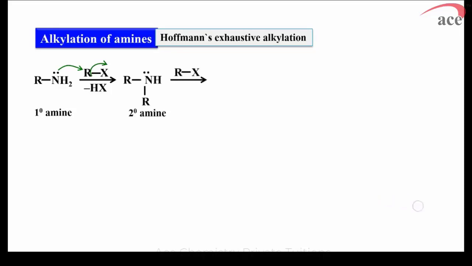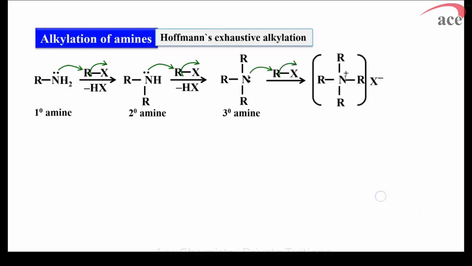It further reacts with excess of alkyl halide, again with the loss of HX, to form a tertiary amine. Tertiary amine can finally be converted into quaternary ammonium salt with excess of alkyl halide, giving the corresponding tetraalkyl ammonium salt, which can also be written as R4N+ X-. Tetraalkyl ones are called quaternary ammonium salts. So when treated with excess of alkyl halide, primary amine undergoes alkylation to give a mixture of secondary, tertiary and finally quaternary ammonium salt.